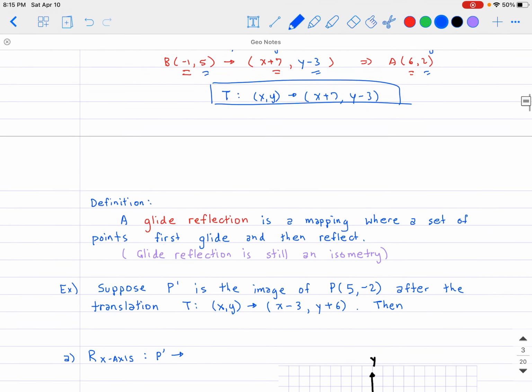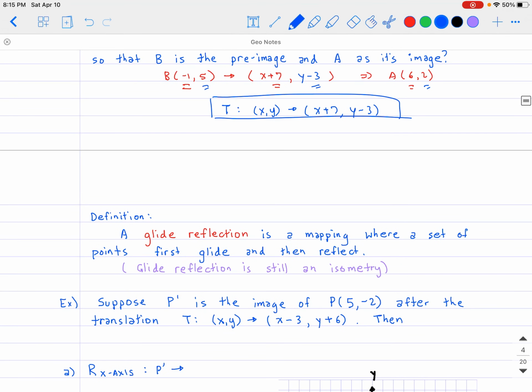Okay, now we're going to go ahead and introduce a new terminology, but it's really just a combination of the two that we've been doing so far. This new definition is called a glide reflection. A glide reflection is a mapping. So all of this stuff, like the reflection and then translation and all that, is categorized as mapping, meaning taking a point and moving it somewhere else.